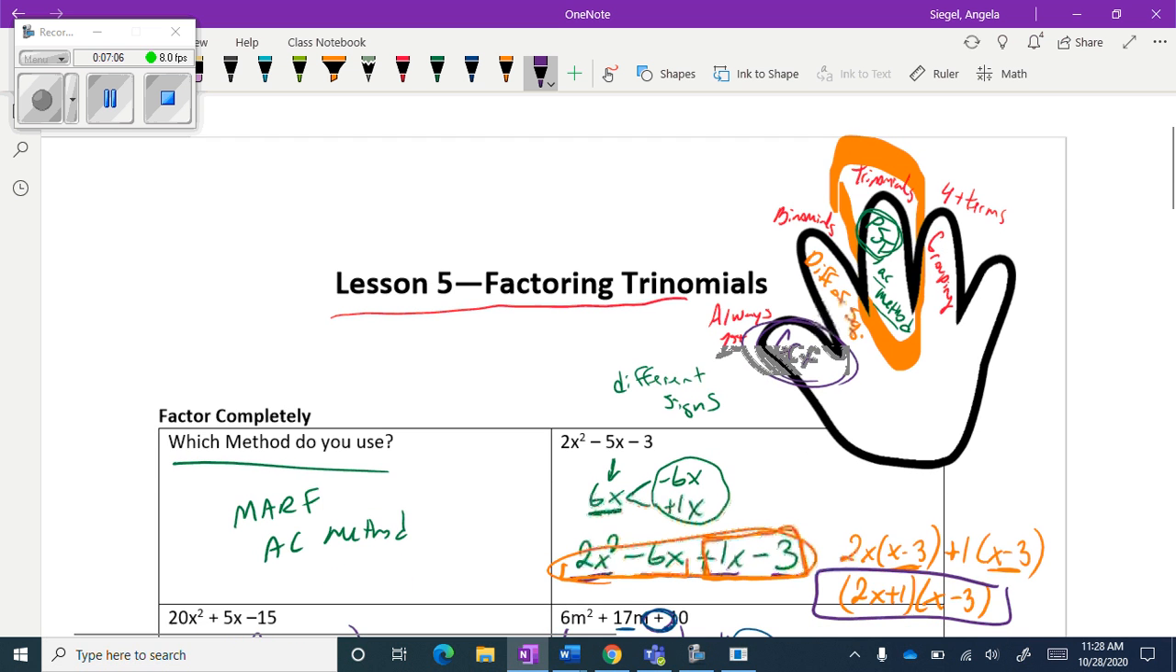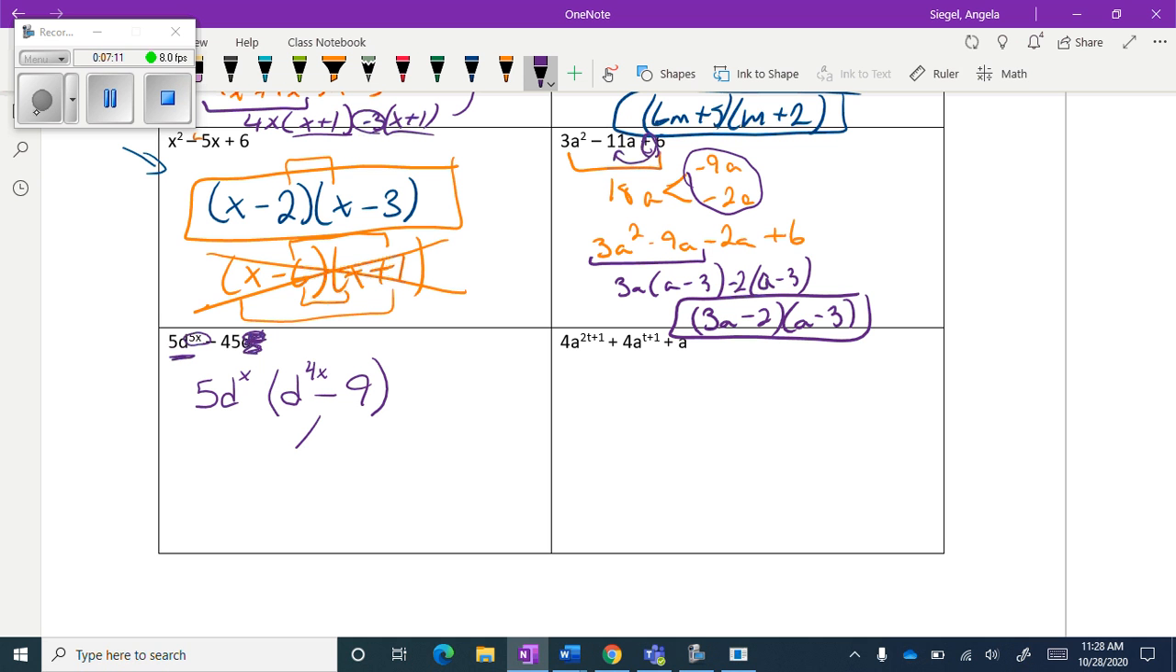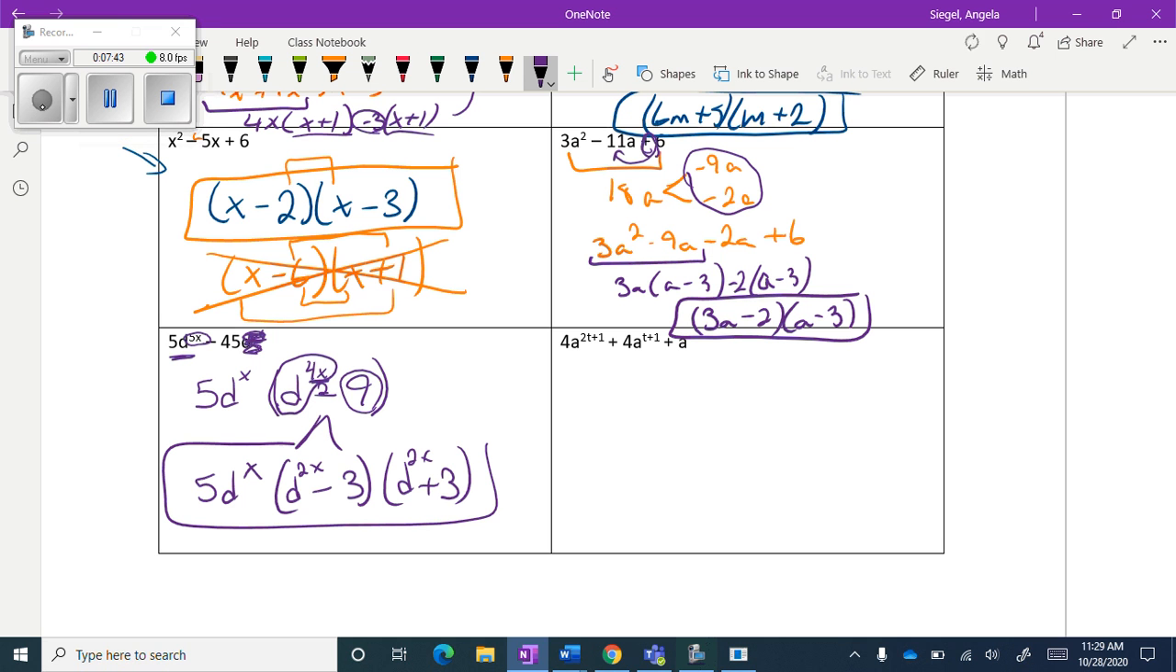Hopefully you're going to see that it's this difference of squares, this binomial, and so we can actually break that up as well. So I have 5 to the x power, and then I'm going to break these up into two different binomials. If I took the square root of this, remember square root is dividing the exponent by 2. So it's going to be b to the 2x power for both of them. And then the square root of 9 is 3. And these break up into conjugates. One's minus and one's plus. And that's my answer.